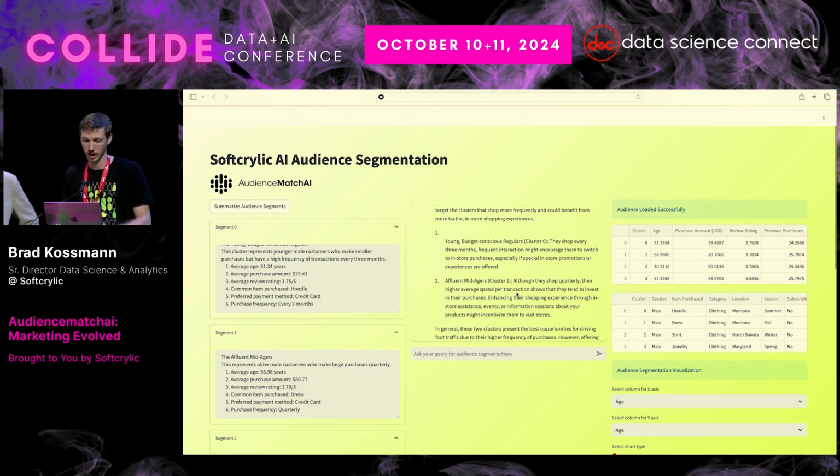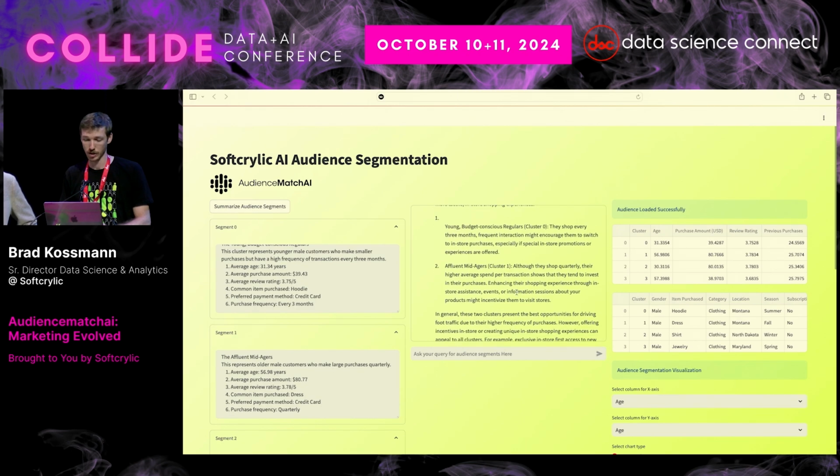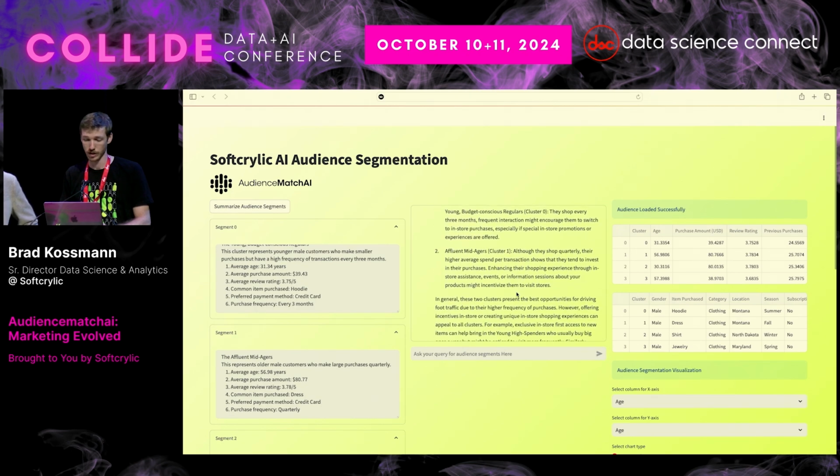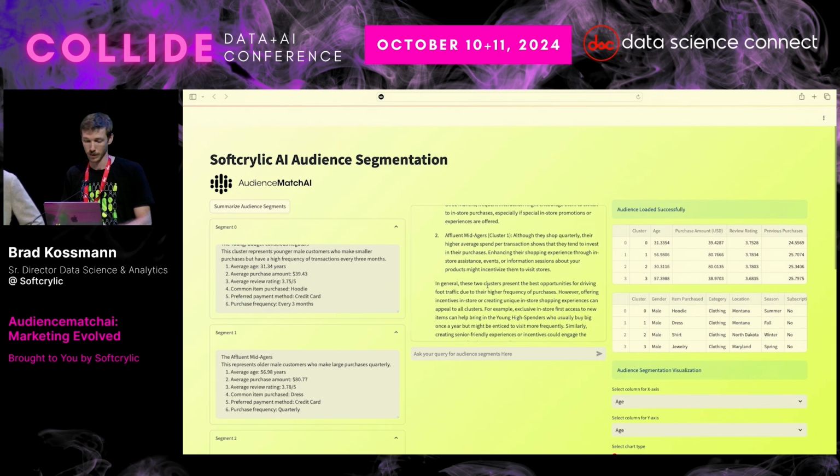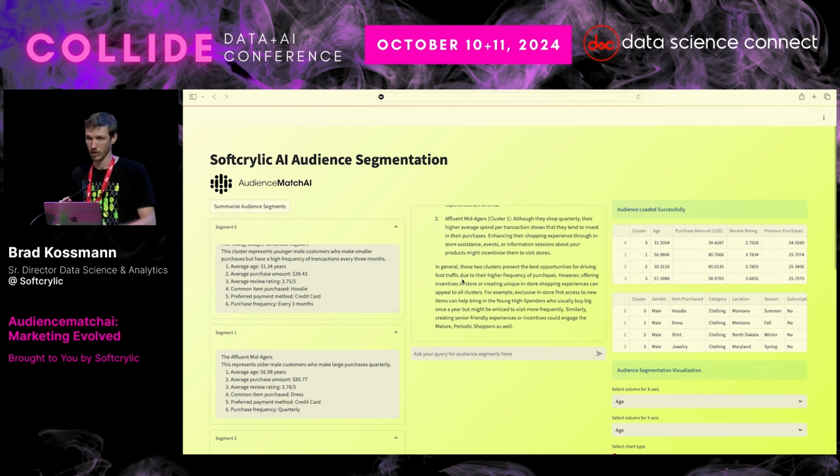And the affluent mid-agers, although they shop quarterly, their higher average spend per transaction shows that they tend to invest in their purchases. Enhancing their shopping experience through in-store assistance, events, or information sessions about your products might incentivize them to visit stores. In general, these 2 clusters present the best opportunities for driving foot traffic due to their higher frequency of purchases. Great. Okay, so now we might be able to start building out a marketing campaign around this.